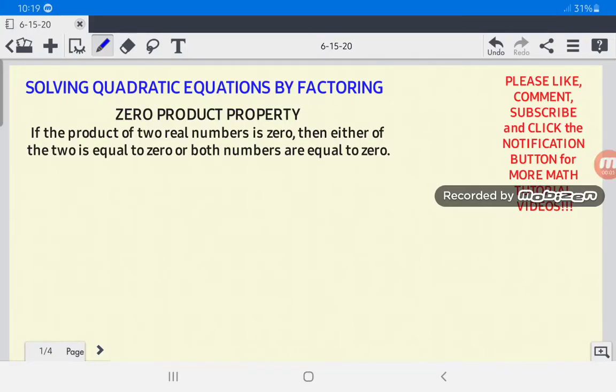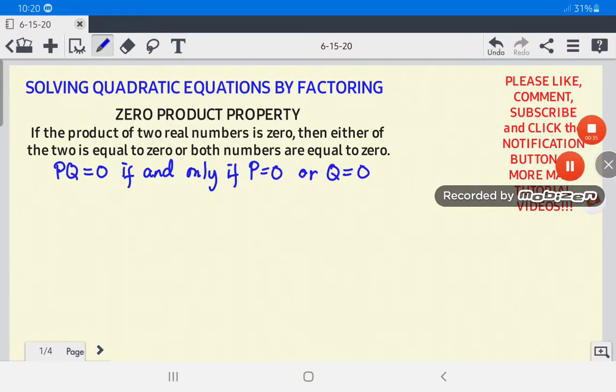Hi, today we're going to solve quadratic equations by factoring. So we're going to make use of the zero product property, wherein it states that if the product of two real numbers is zero, then either of the two is equal to zero or both numbers are equal to zero. In symbols, if P and Q are real numbers, then PQ is equal to zero if and only if P is equal to 0 or Q is equal to 0.